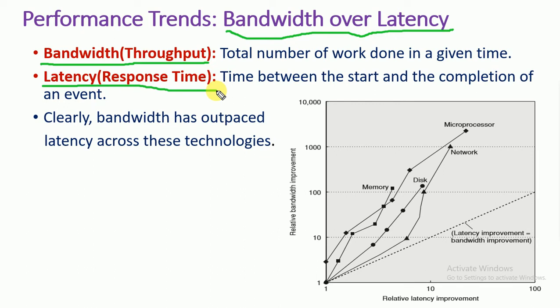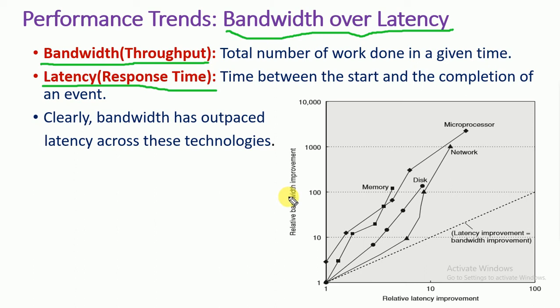So what is the response time for completion of that particular event? These two aspects are to be considered, but from among these two, more importance is given to bandwidth. Every time technology improves, we can see that bandwidth has outpaced latency. Latency is important, but every time we are considering doing more things within the given limited time. So we can see that bandwidth has outpaced latency across these technologies.